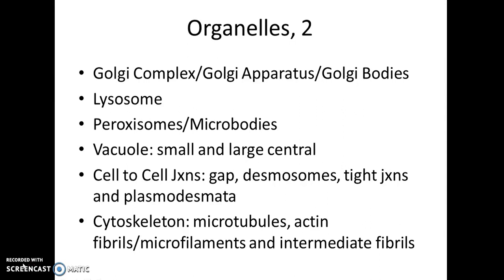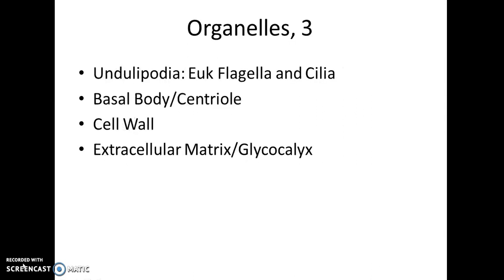And finally, we have, I'm not going to say finally because it's not finally, cytoskeletons. We have the microtubules, actin fibrils, microfilaments, and intermediate fibrils. The actin fibrils and the microfilaments are usually the same thing. They're synonymous. The undulipodia, they undulate. They don't rotate. They wave back and forth. I can show you the undulation when we get to class. That's the eukaryotic flagella and cilia. Basal bodies and centrioles, they're different, but we're going to link them together.